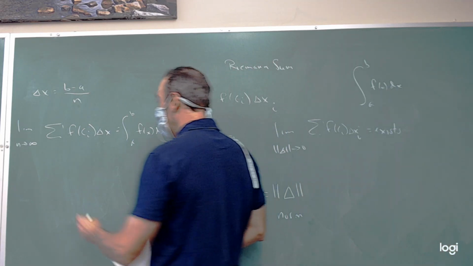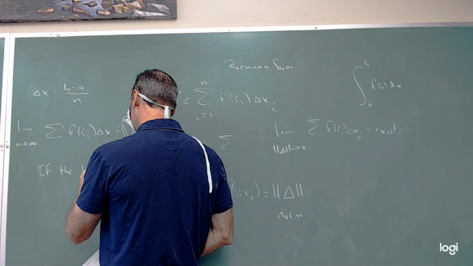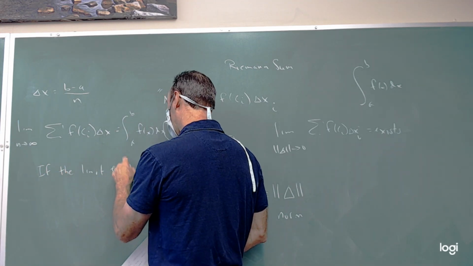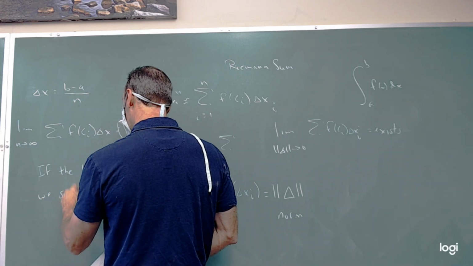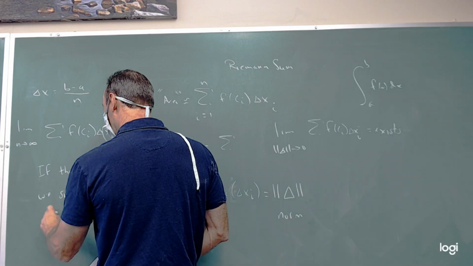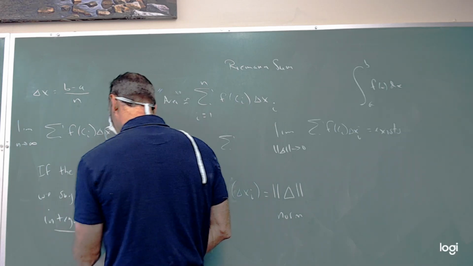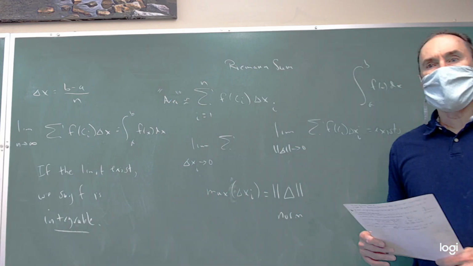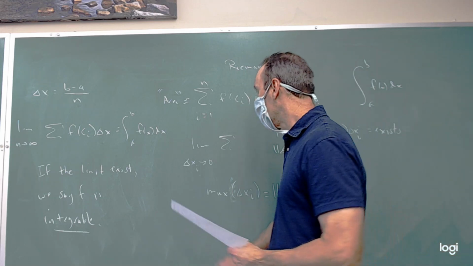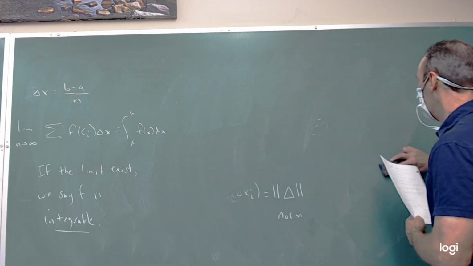So if this limit exists, we say f, the function, is integrable. We are always expanding our vocabulary. It's integrable. Its integral exists. We can integrate over it. You can find the area, in quotes, between the curve and the x-axis.